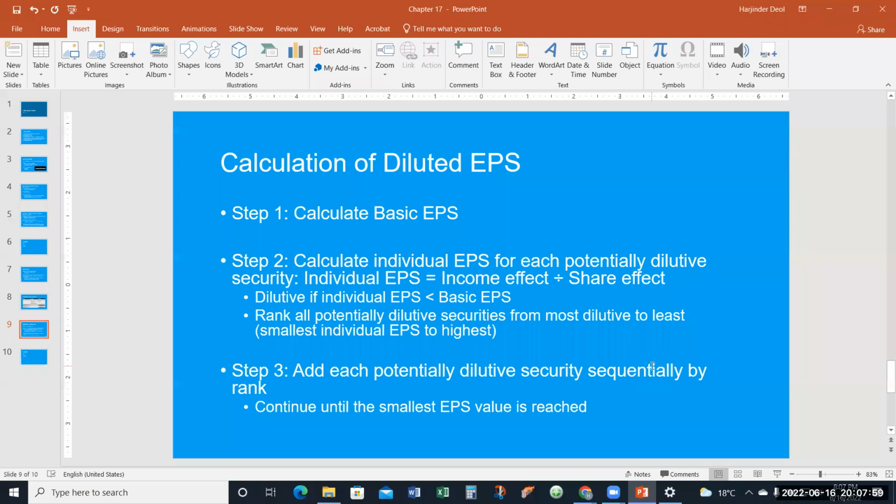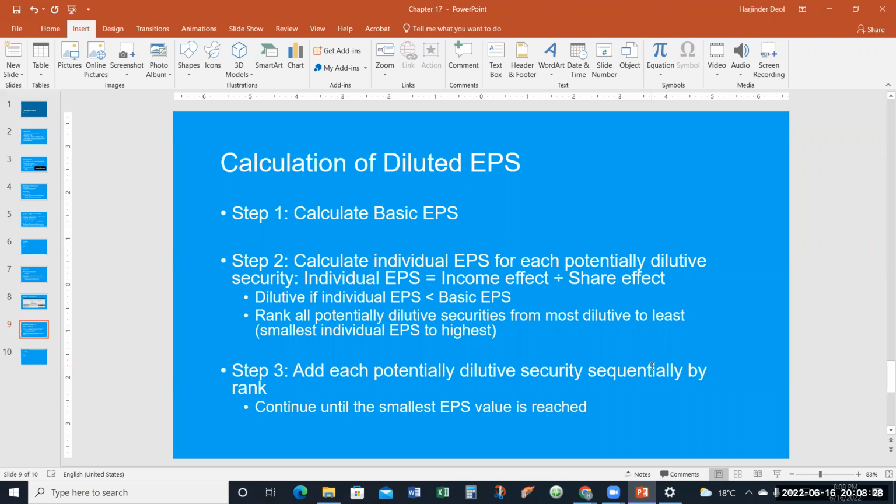All right, so you have to calculate individual EPS. If the individual earnings per share is less than the basic earnings per share that you calculated, then the security is potentially dilutive. So you first need to figure out which of the securities are potentially dilutive. Usual exam question, you'll have 2 or 3 potentially dilutive.